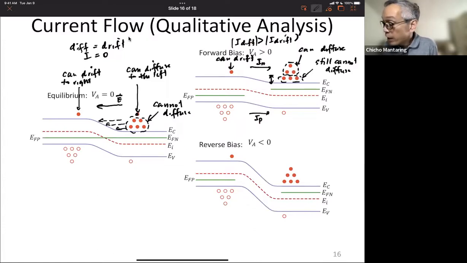Now let's take a look at the reverse bias. In reverse bias, the barrier became larger. This one can still drift. But now none of these can diffuse. None can drift.